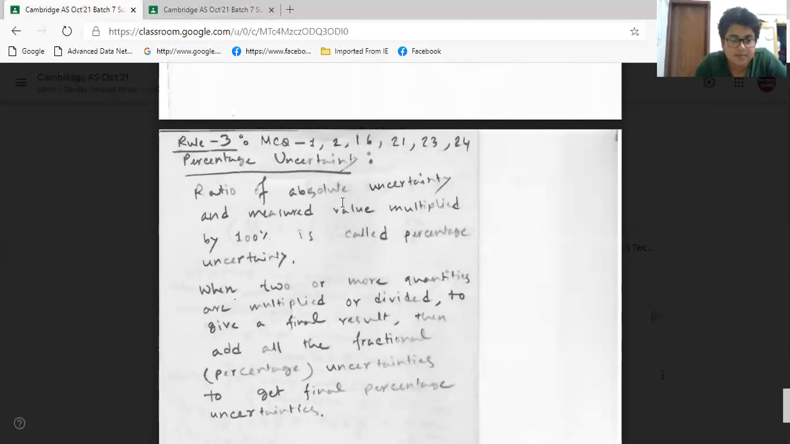Can you read it, please? Percentage uncertainty. The ratio of absolute uncertainty and measured volume multiplied by 100% is called percentage uncertainty. When two or more quantities are multiplied or divided to give a final result, then add all the fractional percentage uncertainties to get the final percentage uncertainty. So we already got this idea. Just here, in place of fractional, we are getting percentage. Is it clear? Then other rules are all the same.